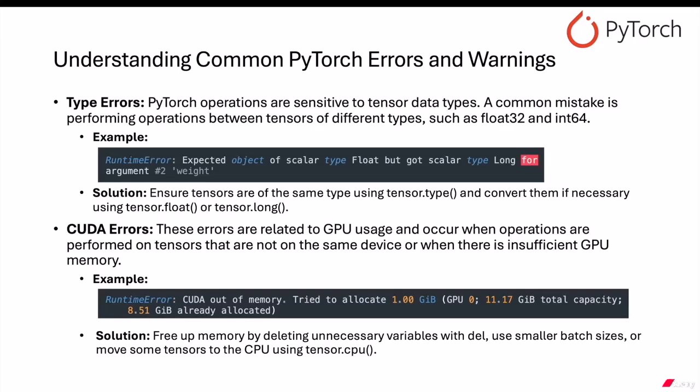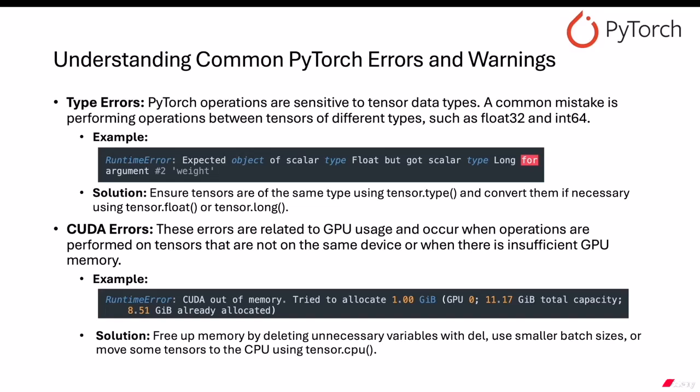Type errors. PyTorch operations are sensitive to tensor data types. A common mistake is performing operations between tensors of different types, such as float32 and int64. This is an example of the error. RuntimeError: expected object of scalar type Float but got scalar type Long for argument #2 'weight'. Solution: ensure tensors are of the same type using tensor.dtype and convert them if necessary using tensor.float() or tensor.long().